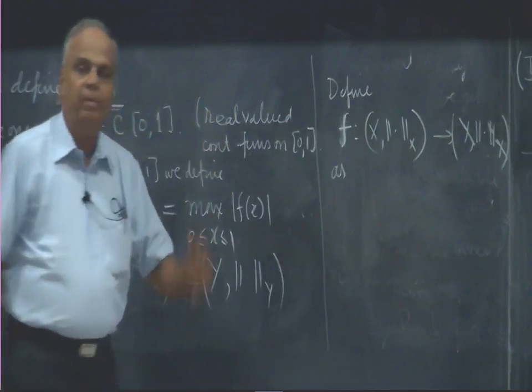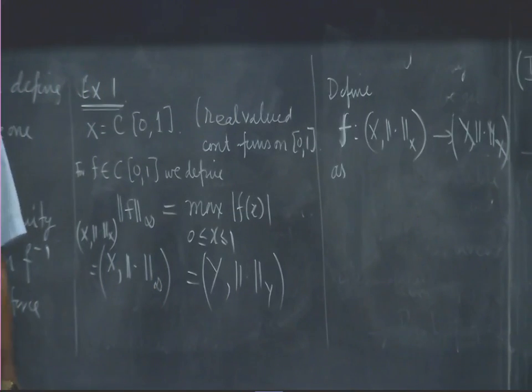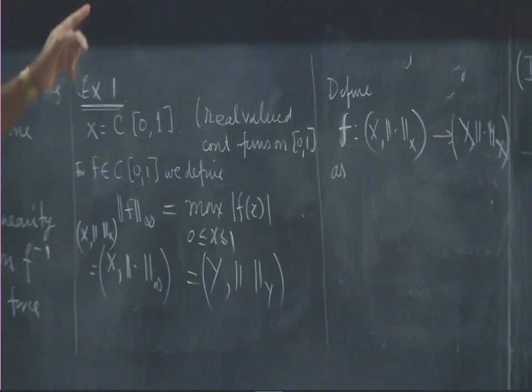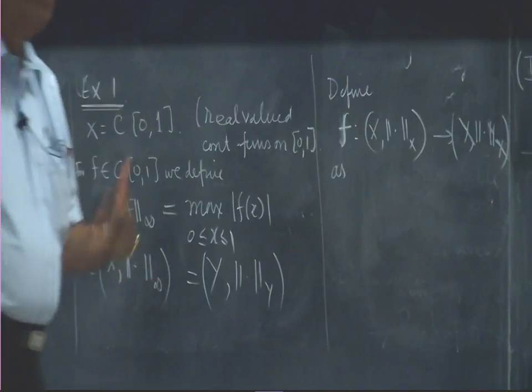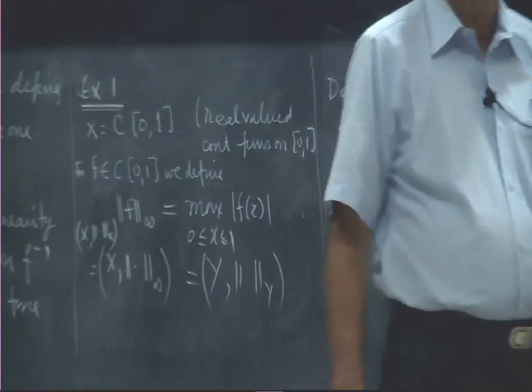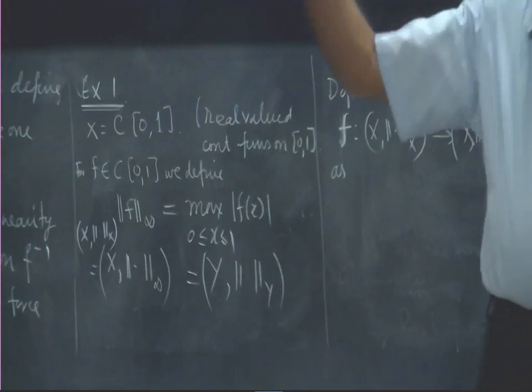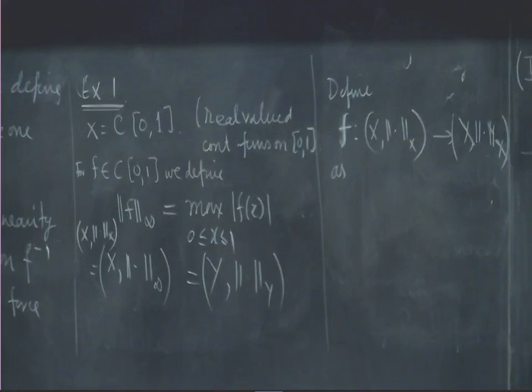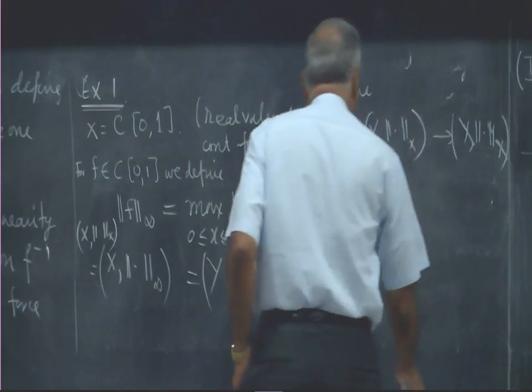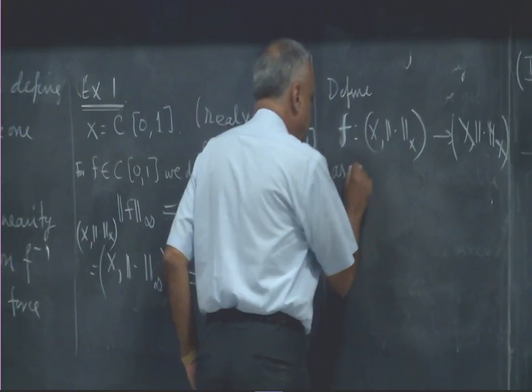So now what should f do? f must take a function from this capital X, which means f must take a continuous function and map it onto another continuous function. So it takes continuous functions to continuous functions. In other words, it takes a continuous path and maps it into another path. So therefore, we define it as follows.